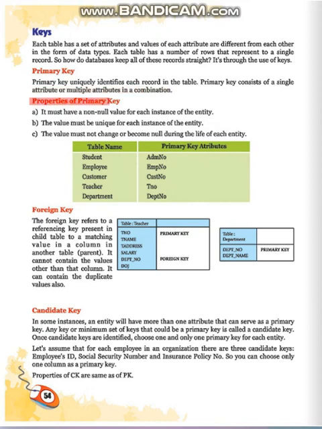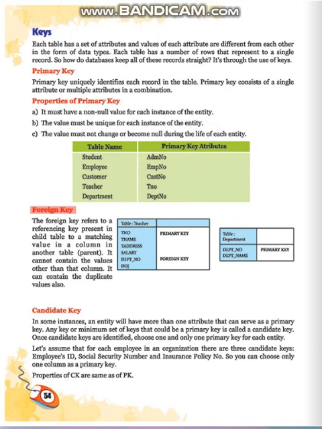Properties of primary key. It must have a non-null value for each instance of the entity. The value must be unique for each instance of the entity. The value must not change or become null during the life of each entity. Table name, primary key attributes. Student, admission number. Employee, employment number. Customer, customer number. Teacher, teacher number. Department, department number.